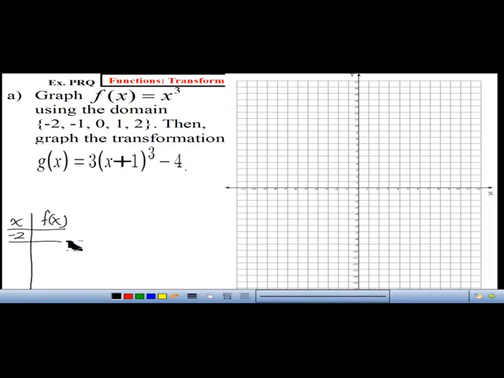Start with -2. What does that mean? -2 times itself 3 times. What is -2 times -2? 4 times -2, -8. -1. What is -1 times -1? 1 times -1, -1. 0, 0. 1 times 1 times 1, 1. And 2 times 2 times 2, 8. I'm going to graph that. -2, -8. -1, -1. 0, 0. 1, 1. 2, 8.